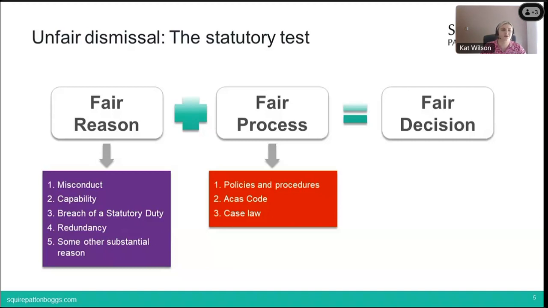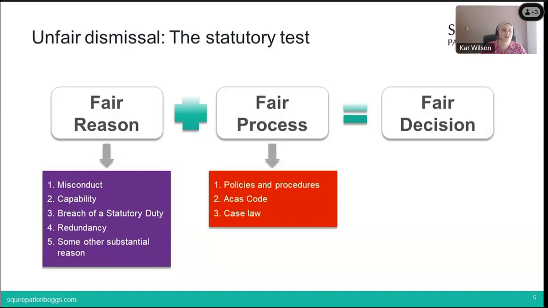And whilst a failure to comply with your own policy won't necessarily be fatal, so it won't automatically be an unfair dismissal just because you've not followed your own policy, it's definitely something that the tribunal are going to take into account. So it's just worth being wary of. And if you have any concerns that your disciplinary policy isn't up to scratch, I'd recommend getting some advice on that.